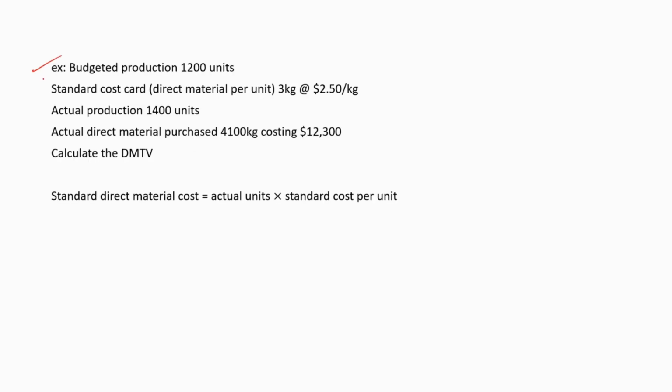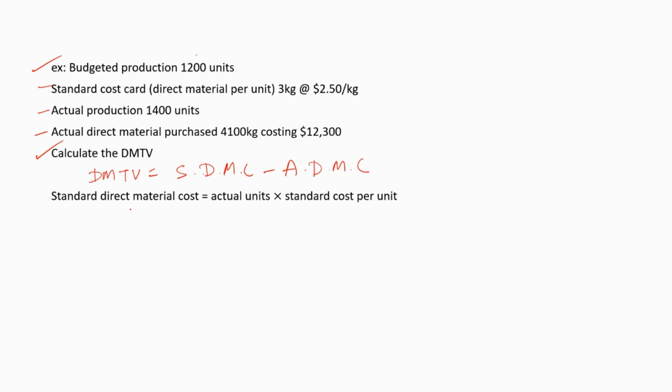Budgeted production is 1200 units. Standard cost card for direct material per unit is 3 kilograms at $2.5 per kilogram. Actual production is 1400 units. Actual direct material purchased is 4100 kilograms and the cost is $12,300. Calculate the direct material total variance. So the direct material total variance is equal to standard direct material cost minus the actual direct material cost.